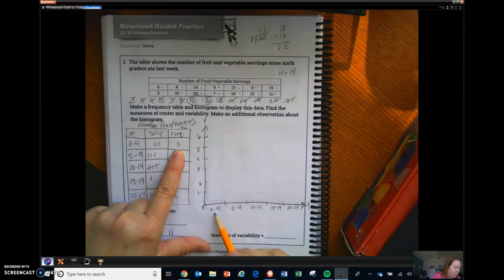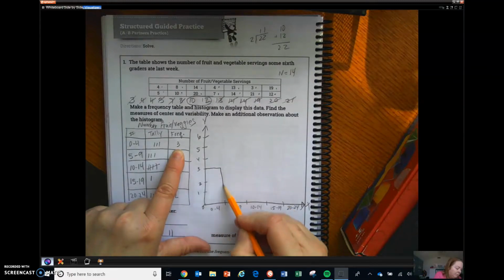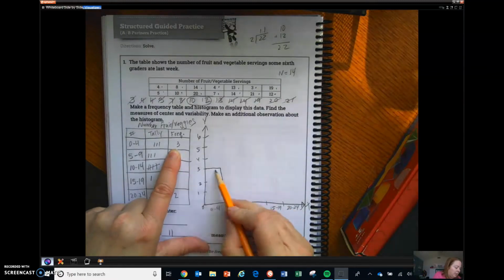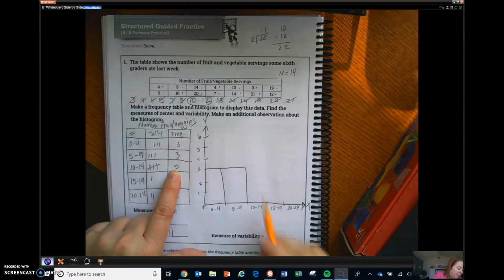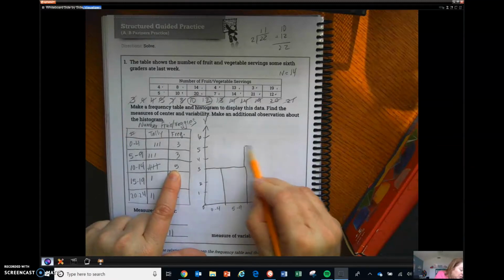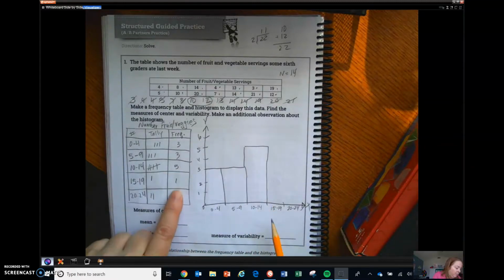So from 0 to 4, I have 3. So I made it up to the 3. From 5 to 9, I also have 3. 10 to 14, I have a 5. 15 to 19, only 1. And 20 through 24, I have 2.